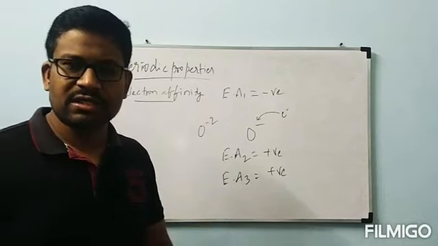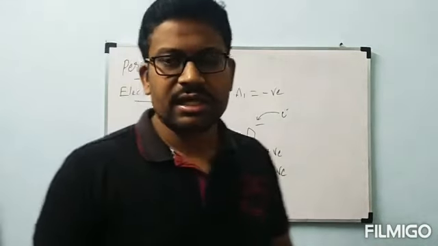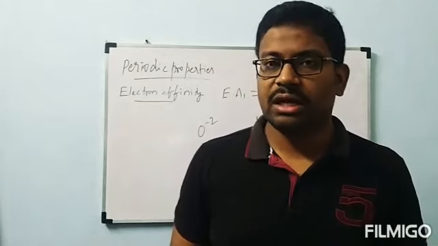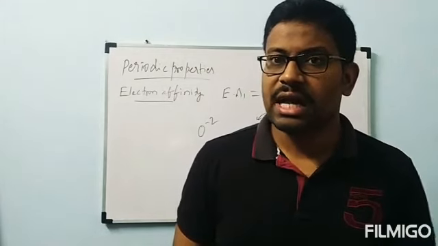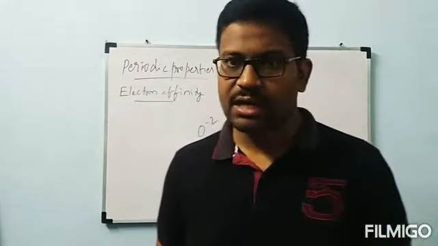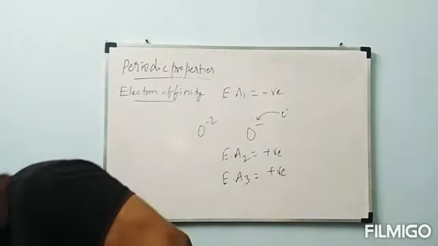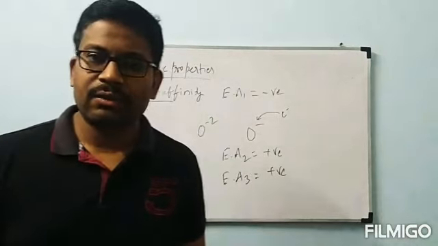Now, what is the definition once again? The amount of energy released when one electron is added to a neutral isolated gaseous atom is called electron affinity. This is about electron affinity. Now, how is this electron affinity going to vary in a group and a period?